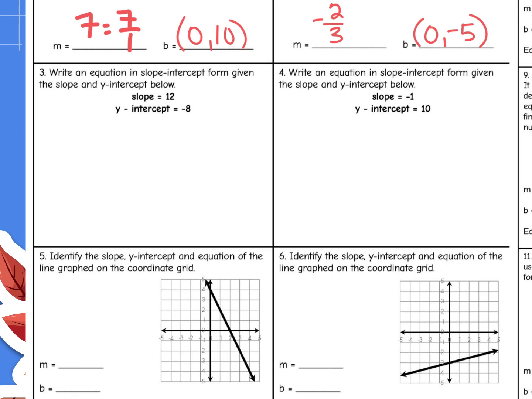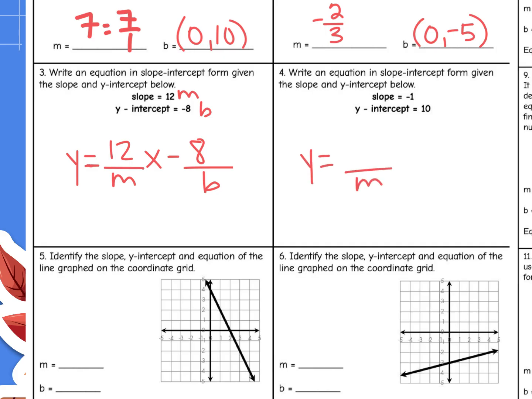Now it's asking us to write the equation. Here's my m, here's my b. If it helps you to write out the pattern, then do that. So y equals 12x minus 8. When you write your own equation, make sure you have an x next to your slope. mx plus b. So here my slope is -1. You must put the negative in your y-intercept. That's a 10, so it's a positive 10.